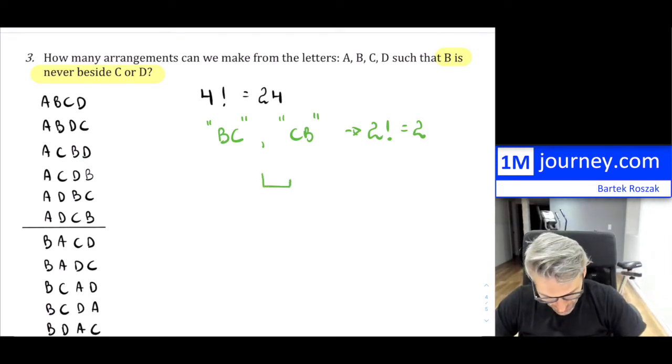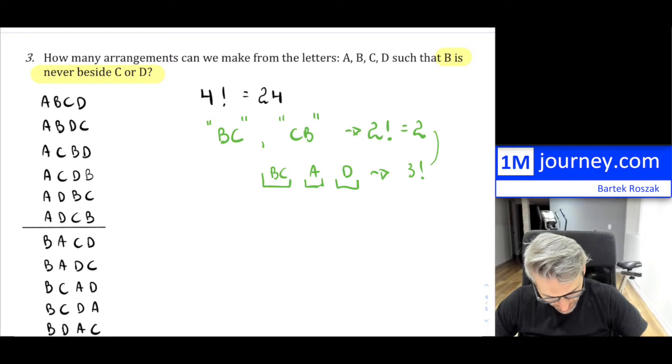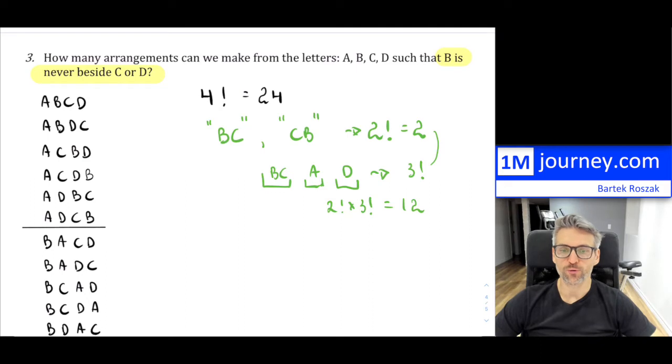So we have basically 3 units. We have the B and the C, and then we have the A and the D. And this, in total, can be rearranged 3 factorial ways, and then multiplied by that 2. So it's going to be 2 factorial times 3 factorial, which is 6 times 2, which is equal to 12. So there are 12 total arrangements where B and C are actually together.